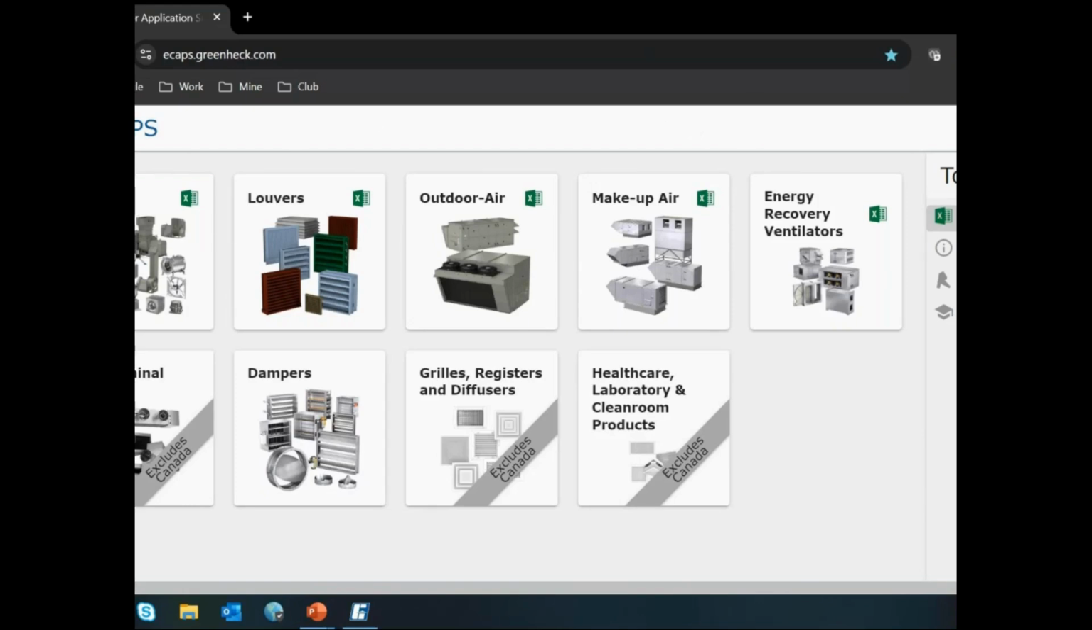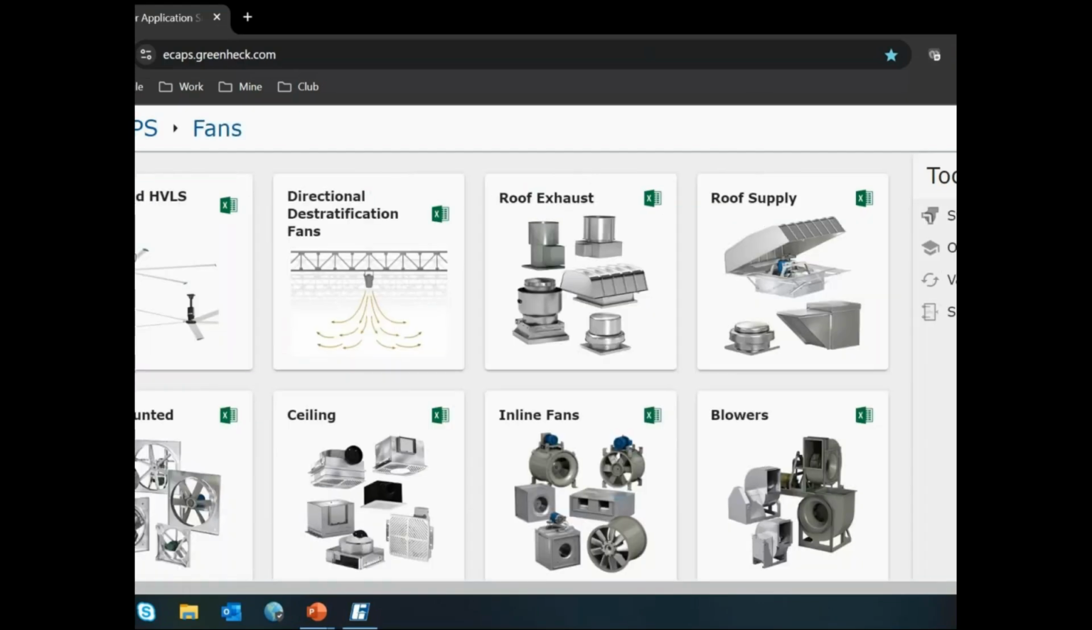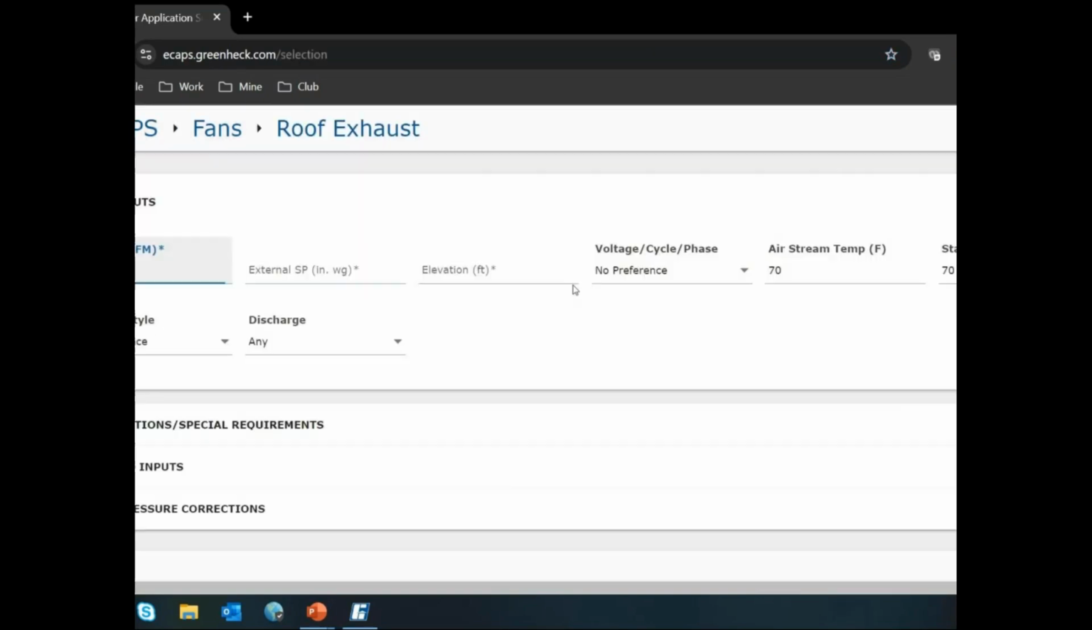So here I am. I'm going to pick a fan. I want a downblast fan. So I click on fans, and now I'm gonna go, okay, roof exhaust. This is this downblast. She's beautiful. That's the one I want. So I'm gonna click on roof exhaust.